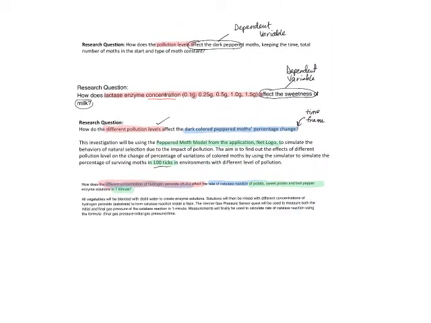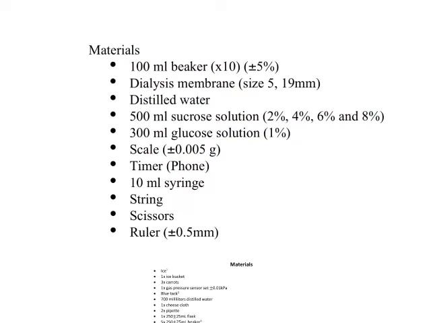So while this research question is not the worst research question, it's also not a great research question. These are much better, more specific research questions. Okay, thank you. So we're going to look at 2 different materials lists and look at what some good things and some bad things are. Again, these are not from the same experiment that you're doing.